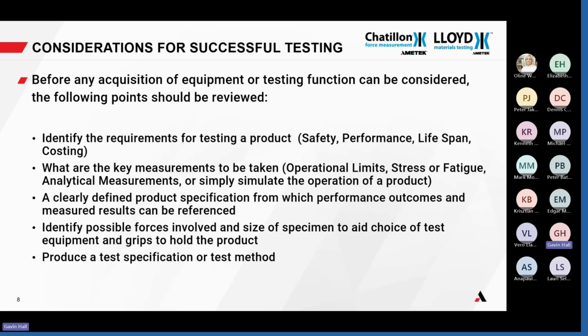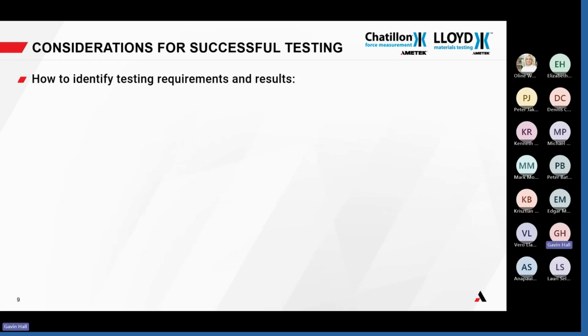And ideally a test actual specification. So if this product is being tested in a certain way, it has to be tested in a particular order of process, then we normally ask for a test method or a statement of test requirement. So how do we identify testing requirements and results?